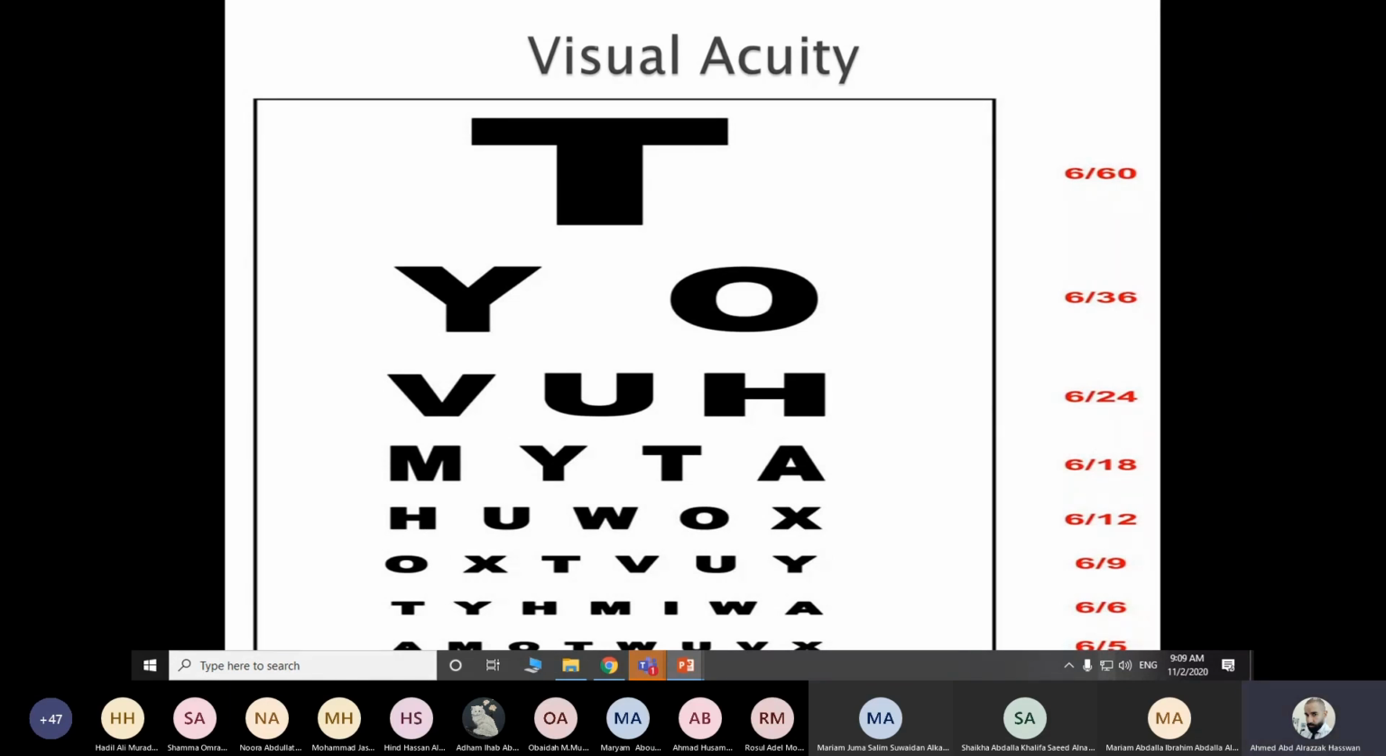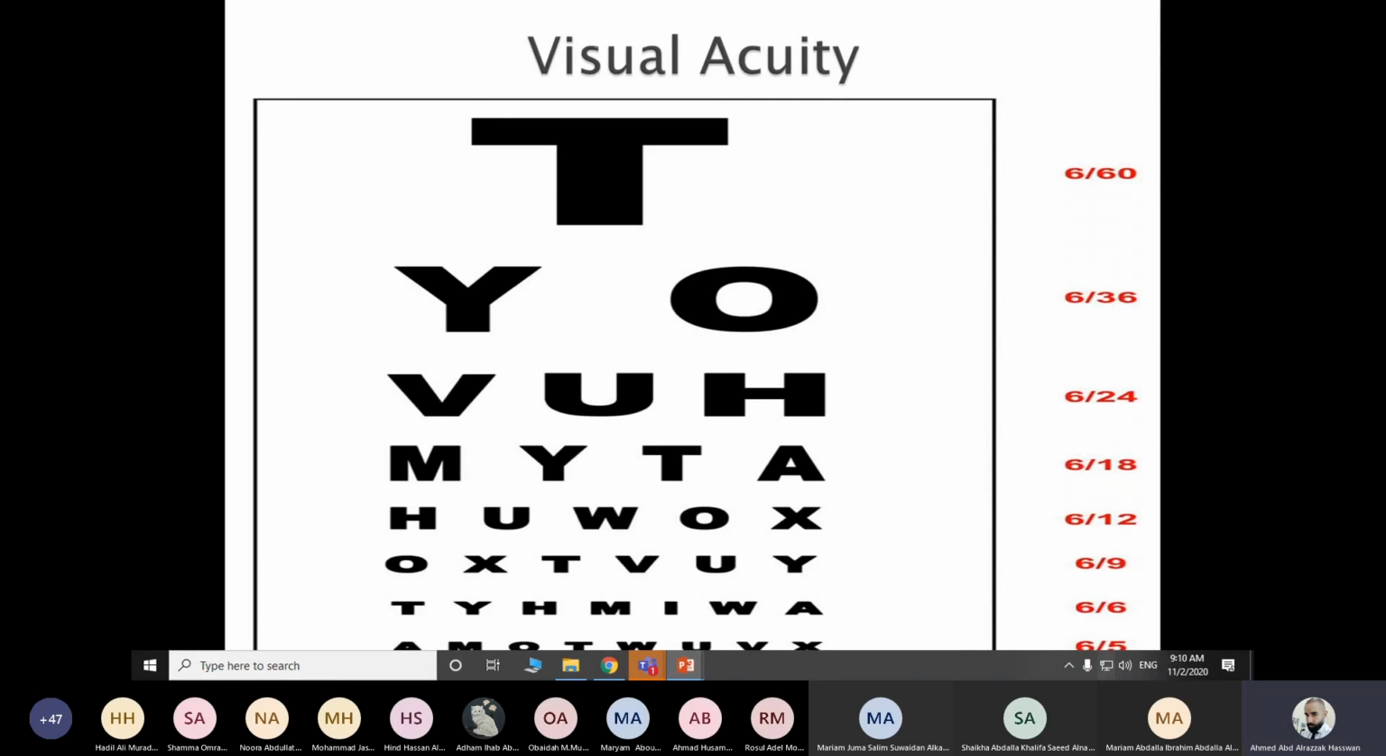Okay, but actually he couldn't read anything from the 6/9 or 6/12. And how about the X that he missed? What if he misses the O and X? Can we still say this is 6 over 12? And is he equal to someone who can read the full line? This is what you mean? He has two possible mistakes.